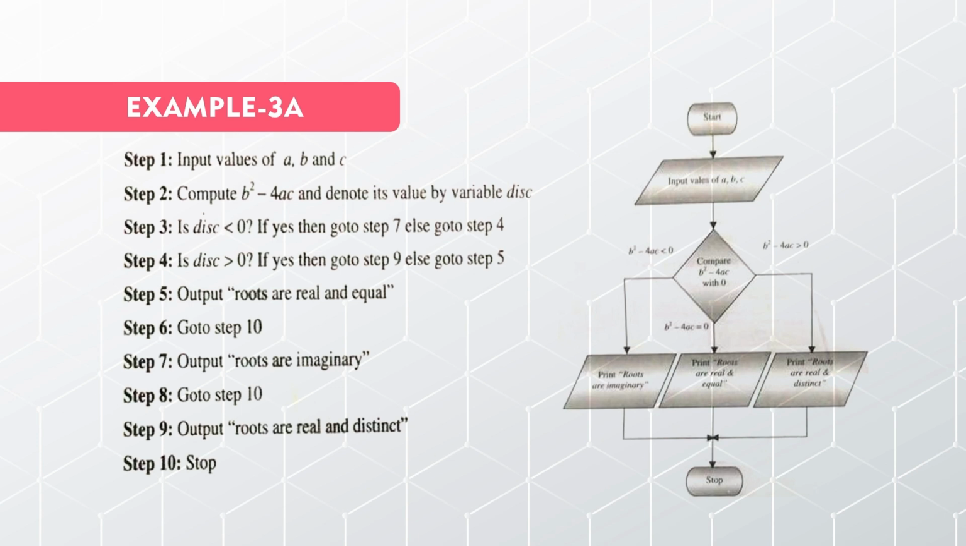If disc is greater than 0 is true, then go to step 9, otherwise go to step 5. Step 9, if it is true, then the roots are distinct, otherwise go to step 5. That means the greater than 0 condition is false and the less than 0 condition is also false. That means one condition is left, that is both are equal. So, the output should be roots are real and equal, and the algorithm will terminate.